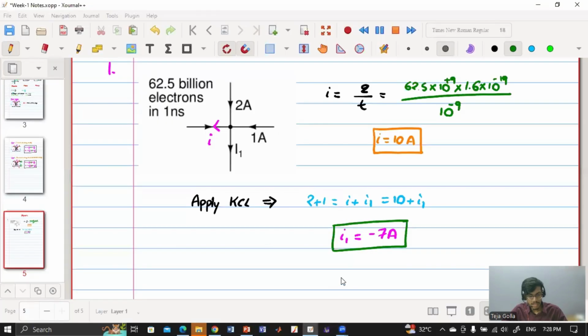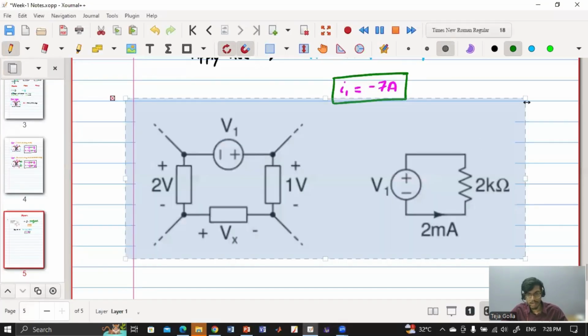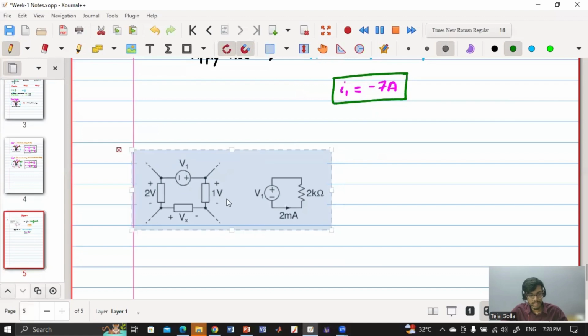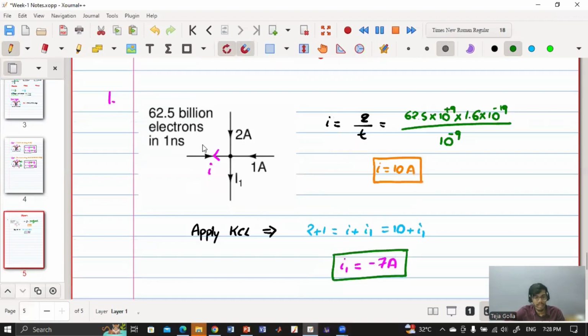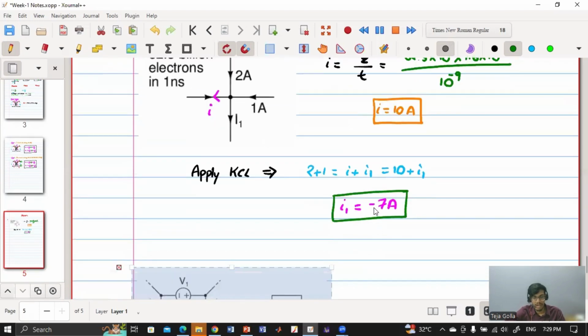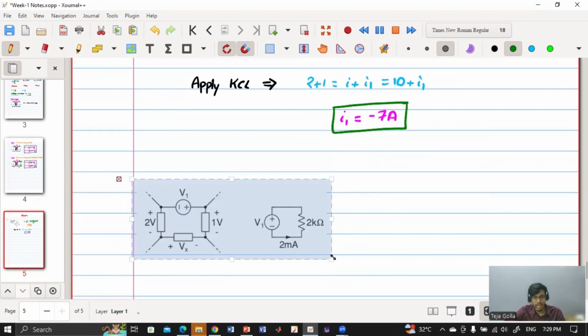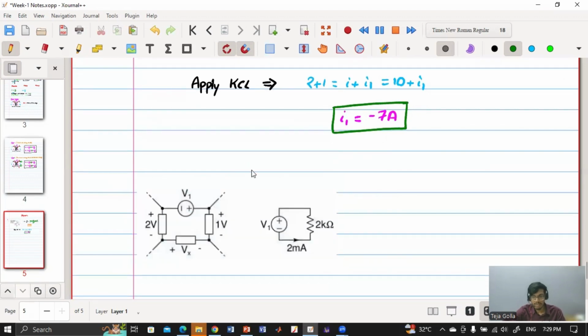Someone has asked, sir, can you please explain? I'll just explain problem one again. They are asking the value of I1, and they have given that the electrons are flowing in this direction. So if the electrons are flowing in this direction, the current is actually in the opposite direction, and I equals Q by T. I calculated Q, and T is also given. Then I got I. Then I applied KCL, and applying KCL gave me I1, which is -7, and I have to retain the sign because they have asked what is the value of I1.